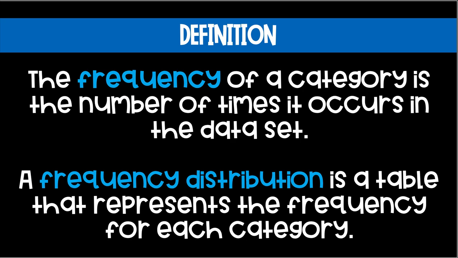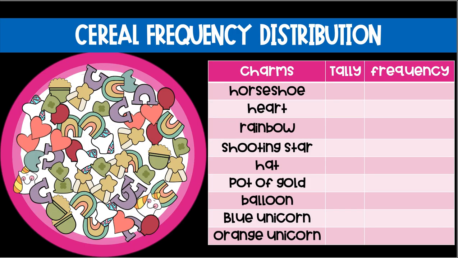Let's go over a simple example. Here we have a bowl of cereal of Lucky Charms, and we want to create a frequency distribution for the charms. You will have to count them, in this case, one by one. We're going to start with a horseshoe. We have 1, 2, 3, 4, 5, 6, 7, 8 horseshoes.